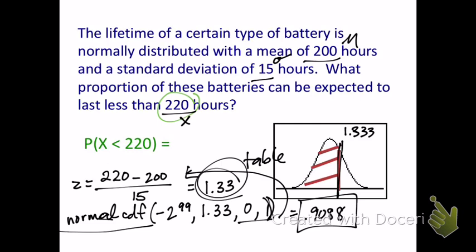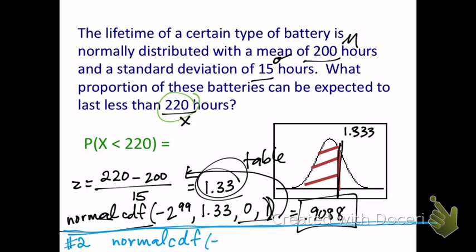Or the shortcut is, so I'm going to just draw a line. My second option, option number 2, shortcut. I could just do normal CDF of negative infinity to 220. My mean is 200. My standard deviation is 15. So I want everybody to type this in your calculator.